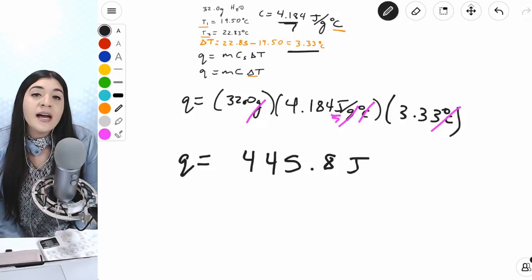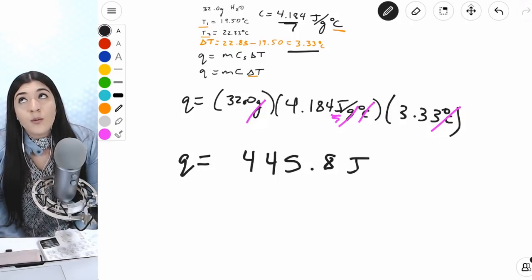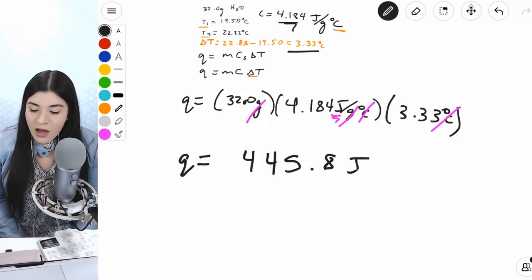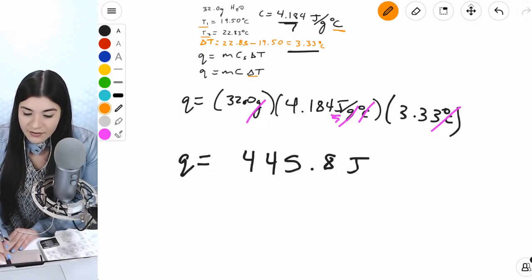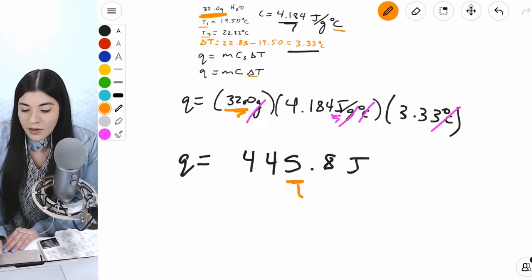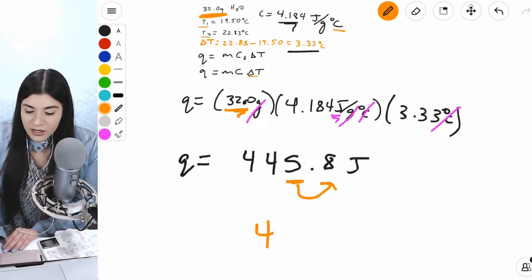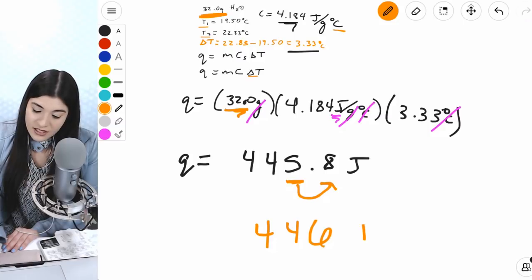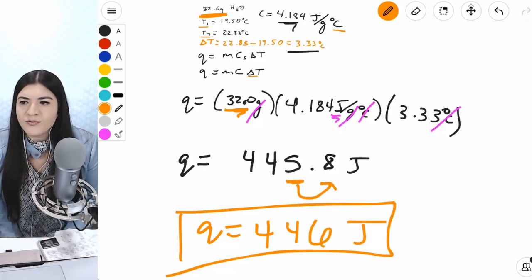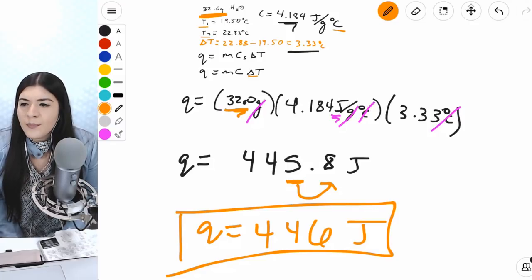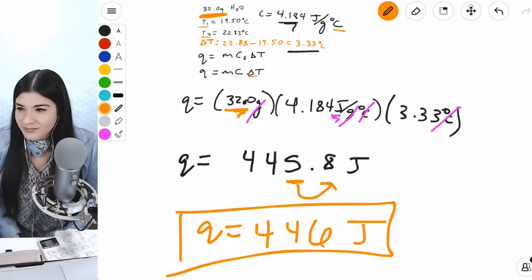Whenever heat is absorbed, it's positive, and whenever heat is being released, it's negative. Okay, so last thing, since we had only 3 sig figs with this first value, I'm just going to round up. So rounding up, this would have been 446 joules. That would have been our heat absorbed, and I actually feel like joules should have been fine. They didn't specify what they wanted the unit to be, so that should be fine. But yeah, Amanda, that would be it.